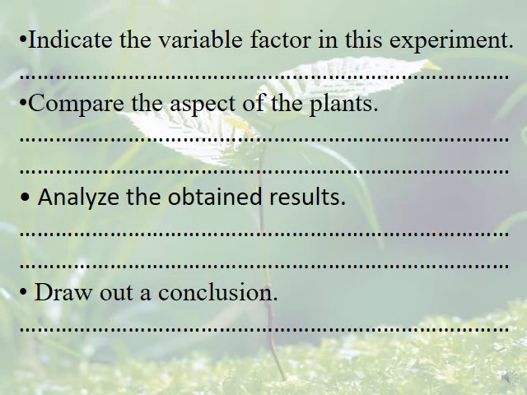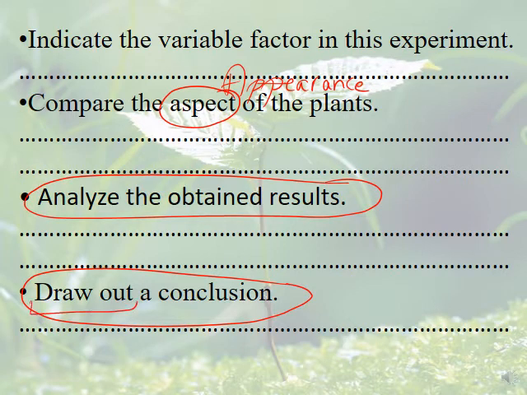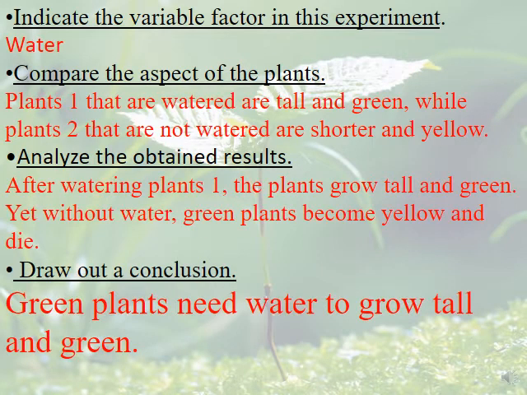So indicate the variable factor in this experiment. Already we solved this. Compare the aspect. What the meaning of the aspect is the appearance of the plant. For example, they are green, they are yellow, they are tall, they are short. This is the aspect or the appearance. Analysis, and finally we will draw out a conclusion. And pay attention, draw out a conclusion. Draw out is not to draw. Okay, so the variable factor is the water, where it's present in plant 1 and it's absent in plant 2.